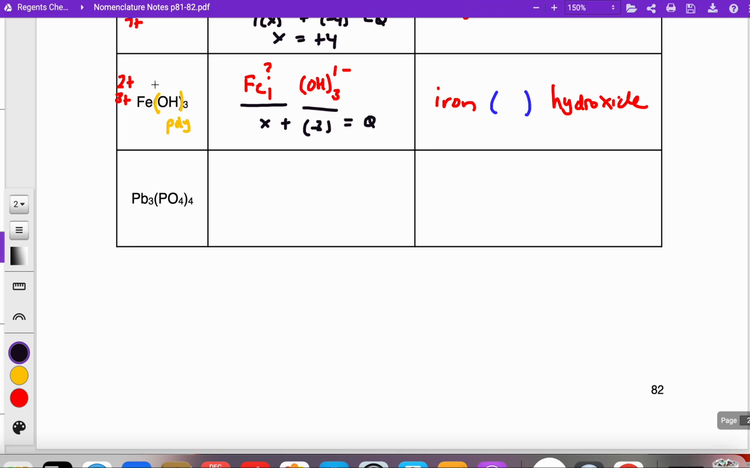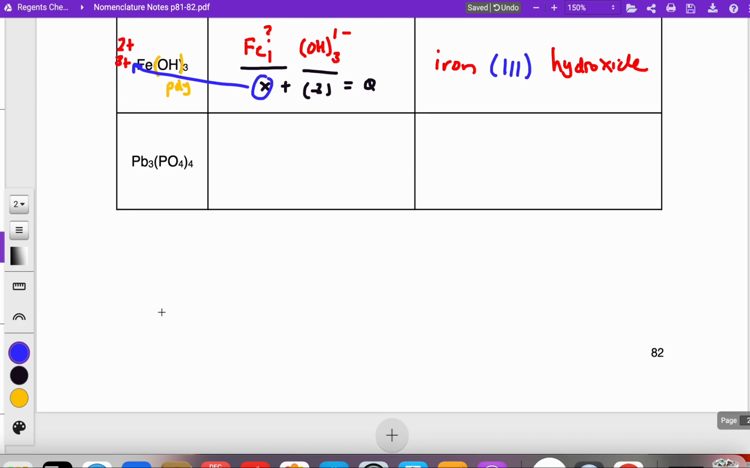Well, which value would you substitute in for X? When you add it to -3, it sums to 0. So our best choice here is that X is equal to +3. So this is iron, Roman numeral 3, hydroxide. One more example to take a look at.